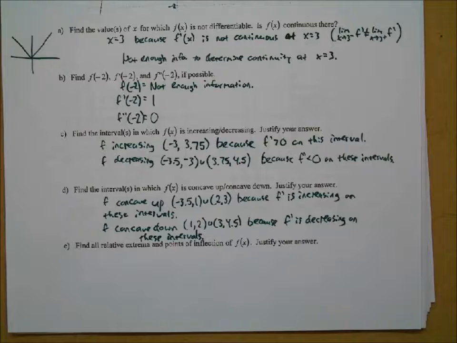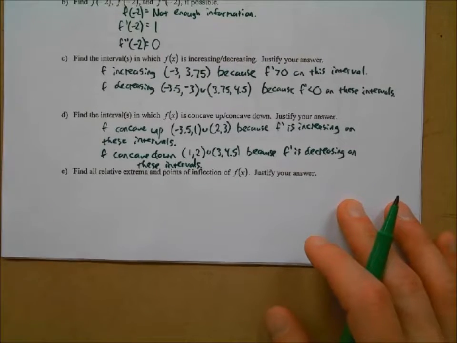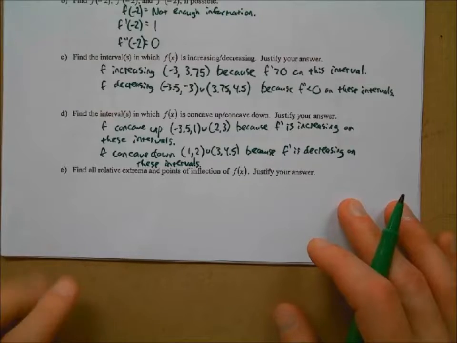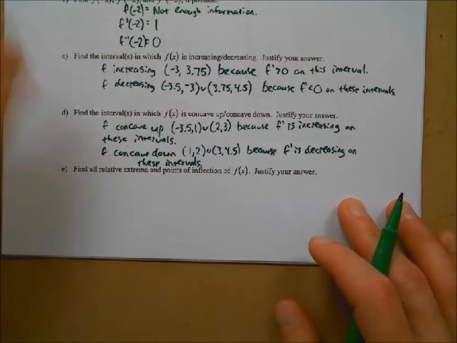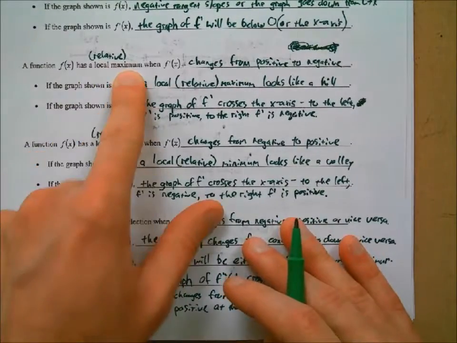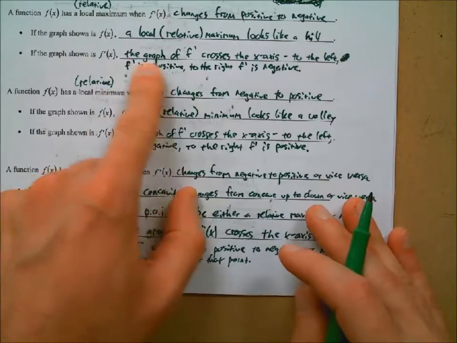So there's our concavity. And finally, we use the graph of f prime here to find all relative extrema and all points of inflection of f. So let's identify relative extrema first. A function f has a relative maximum when, if the graph shown is f prime, the graph of f prime crosses the x-axis.